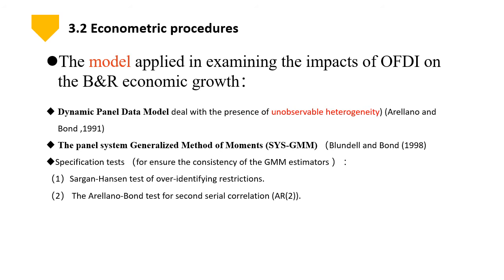For the econometric procedure, the model is applied in examining the impact of FDI on the Belt and Road economic growth. This paper will apply the panel system GMM models. For checking the consistency of the GMM estimators, this study will apply two specification tests, namely the Sargan-Hansen test and the AR2 test.